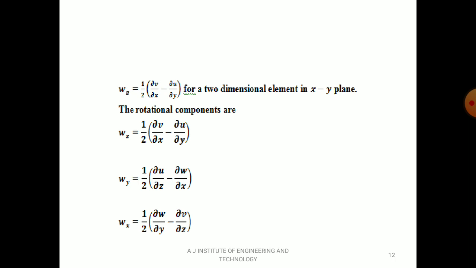Wz equal to 1 by 2 into dou v by dou x minus dou u by dou y. Wy equal to 1 by 2 into dou u by dou z minus dou w by dou x. Wx equal to 1 by 2 into dou w by dou y minus dou v by dou z. You have to remember these three expressions. That is very important for solving the problem.